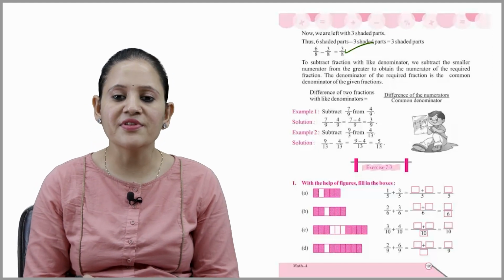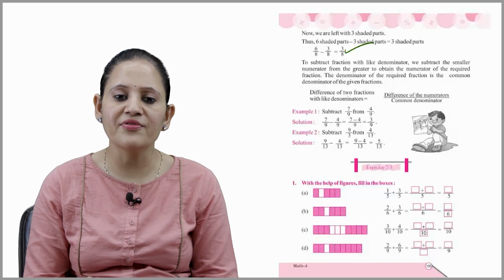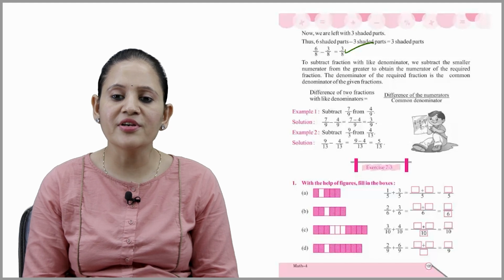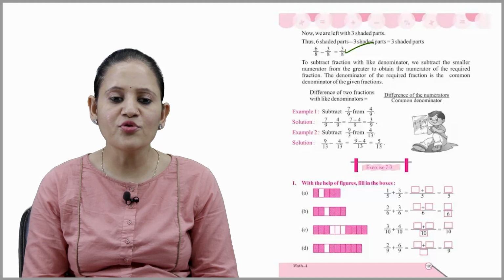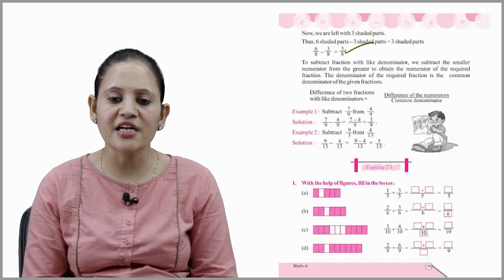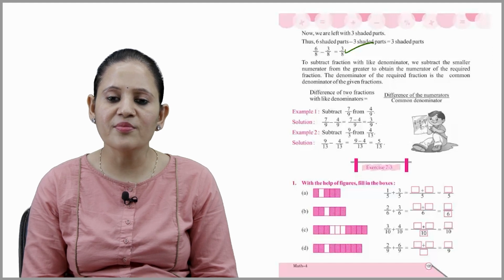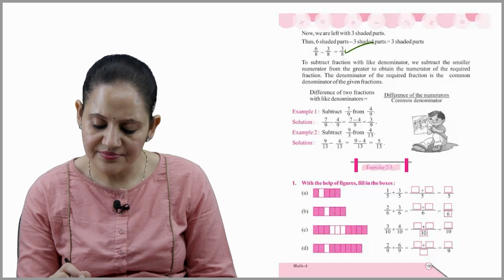To subtract the fractions with the like denominator, we subtract the smaller numerator from the greater to obtain the numerator of the required fraction. The denominator of the required fraction is the common denominator of the given fractions. Clear? Difference of two fractions with the like denominator is equal to difference of the numerators upon the common denominator. Now we'll take an example.